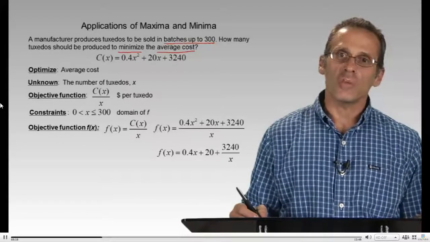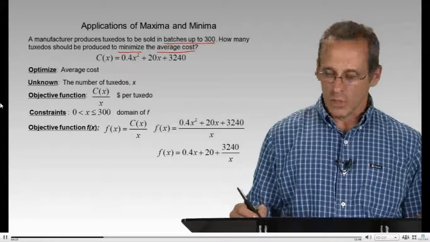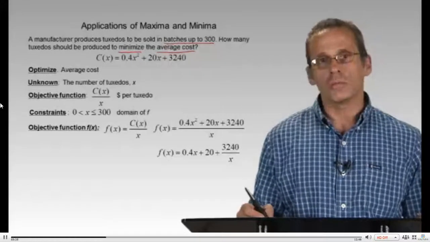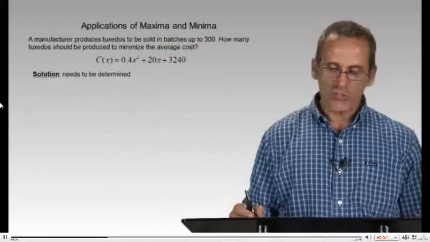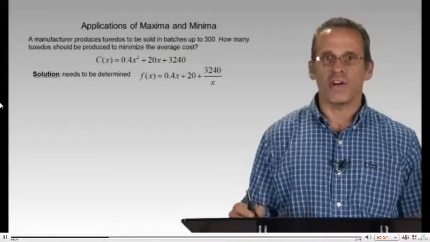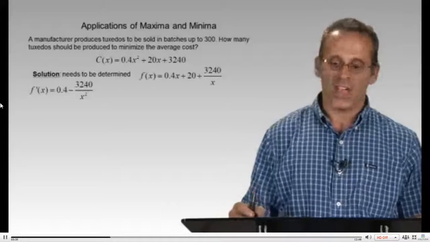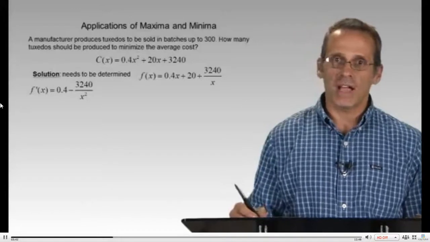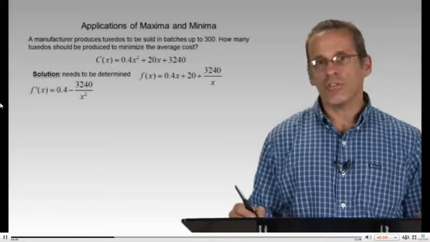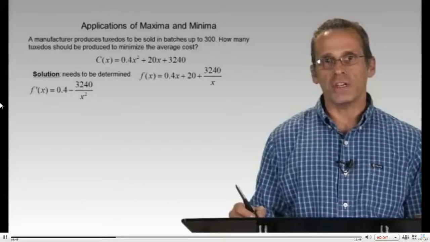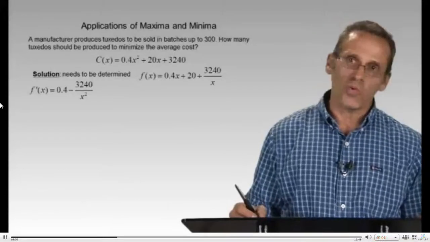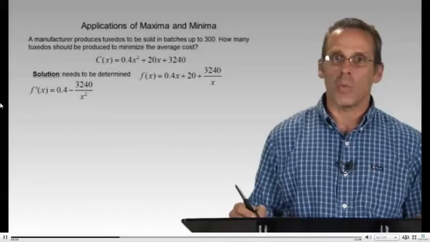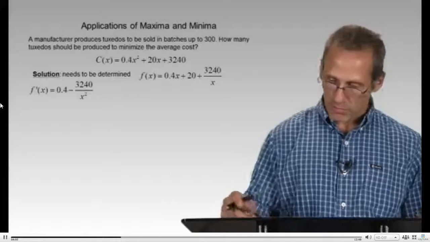To find the solution, we will take the first derivative of this function. So we've chosen to rewrite our function in a friendlier form to avoid a messy quotient rule. Well, let's determine the solution. We take our average cost function, we differentiate. Derivative of 0.4x is 0.4, derivative of the constant 20 is 0, and 3,240 times x to the negative 1, its derivative: swing the negative 1 out front, multiply by 3,240, take x to the negative 1 minus 1, and we have our first derivative.